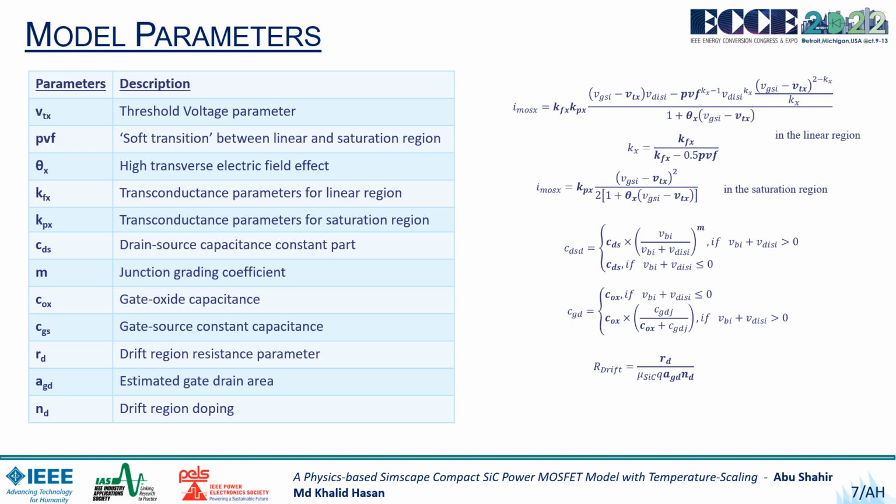COX denotes gate oxide capacitance and CGS refers to gate-source constant capacitance. RD is the drift region resistance parameter, AGD is the estimated gate-drain area, and ND is the drift region doping. The equations are listed on the right side of the slide.